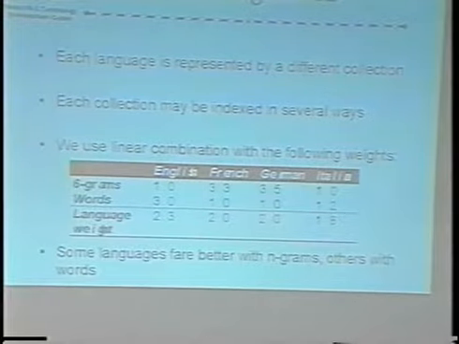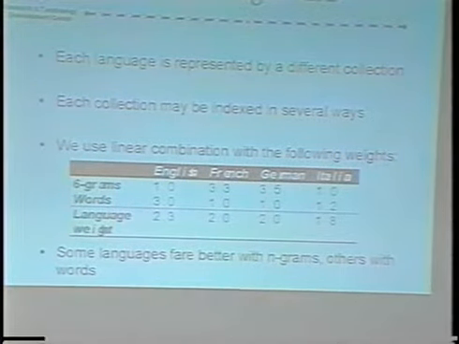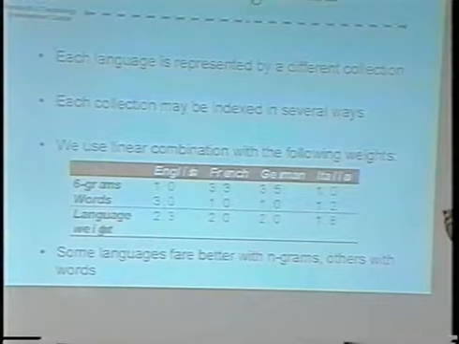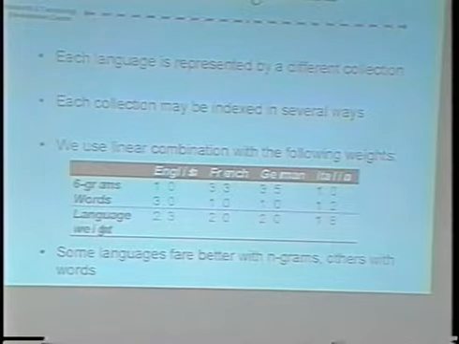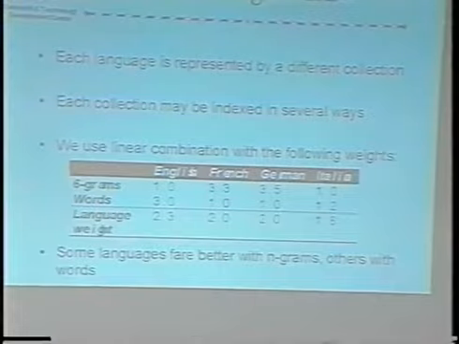Why 6 grams? Well, because 6 grams work very well in English. We didn't test the other languages. It's very conceivable that different values of n will be better for different languages, but we didn't. We did this on a very tight calendar, so we just picked 6 grams.